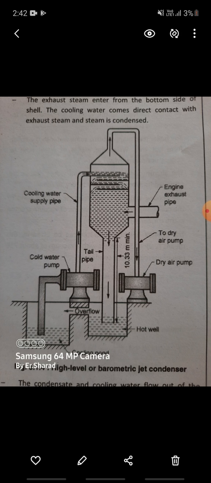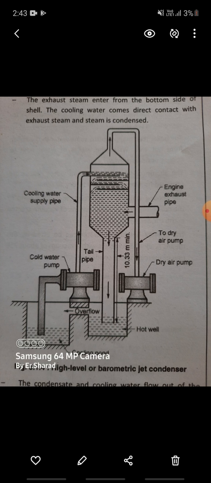The condenser is elevated at about 10.33 meter above the hot well. It is similar to the low level jet condenser.